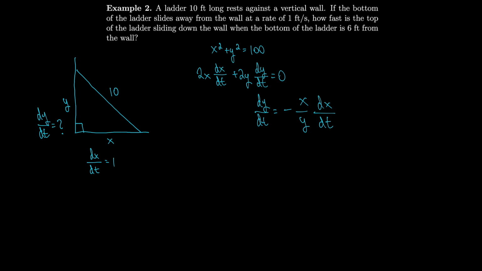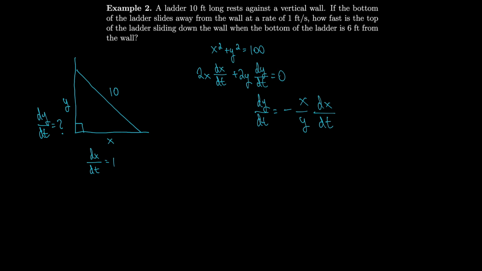Okay, so now we want to plug in because we've taken the derivative. So we want to plug in for x, we want to plug in for y, and we want to plug in for dx/dt. We know dx/dt is 1, so we could plug in the 1. We know that the bottom of the ladder is 6 feet away at this time, so we can plug in that for x, but we don't know what to plug in for y. So we need to know what y is at the instant when x is 6.